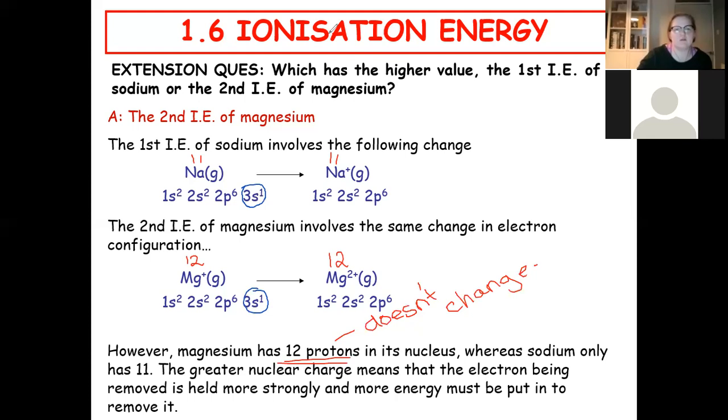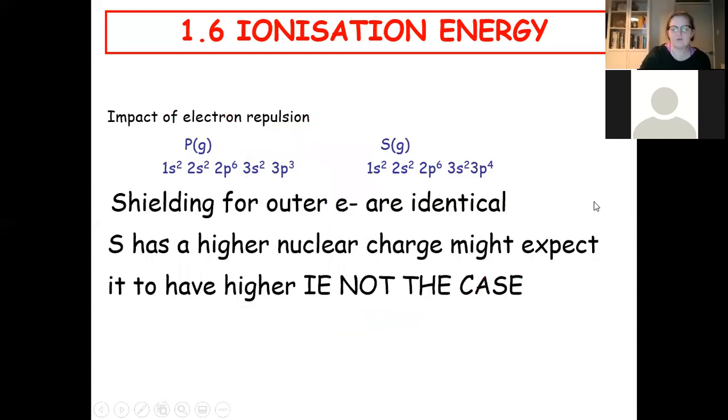And then I think another little bit of that impact of electron repulsion, just go over that again. So this is that phosphorus and sulfur idea again. Our shielding for phosphorus and sulfur is identical. We have no difference in shielding. Our atomic radius, our distance from the nucleus, whichever version you want to call that, is identical each time. But sulfur has a higher nuclear charge.